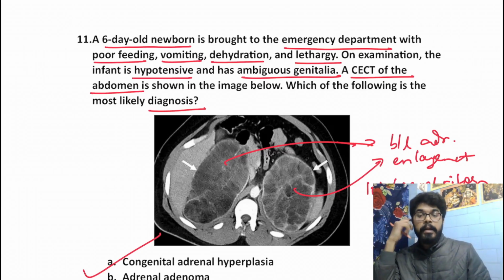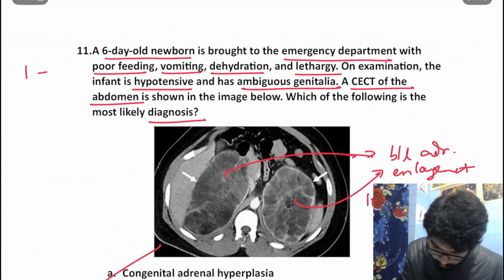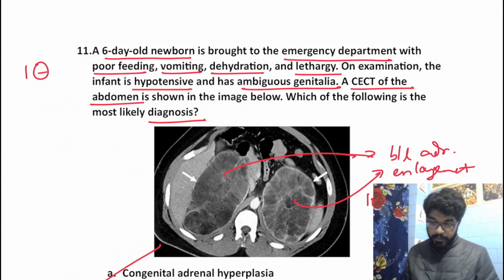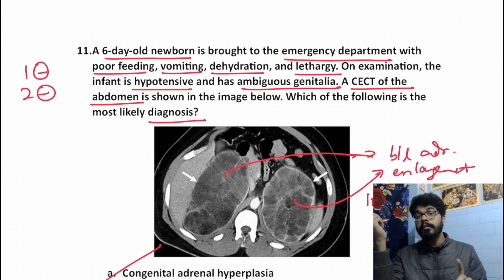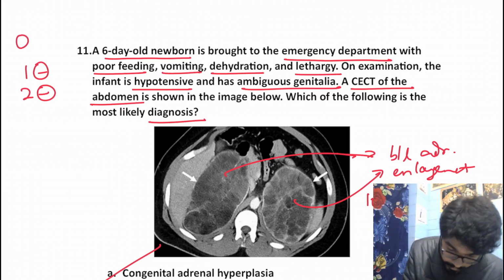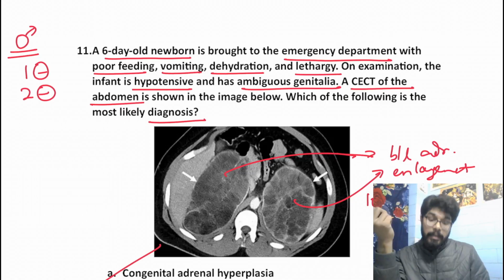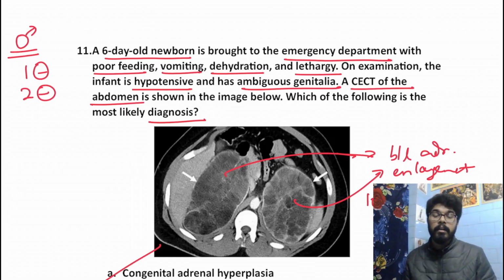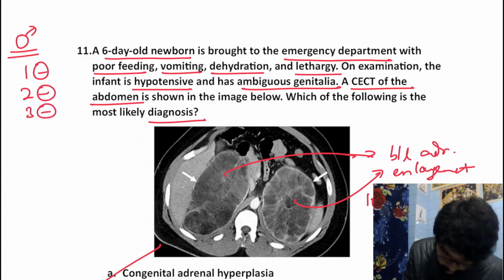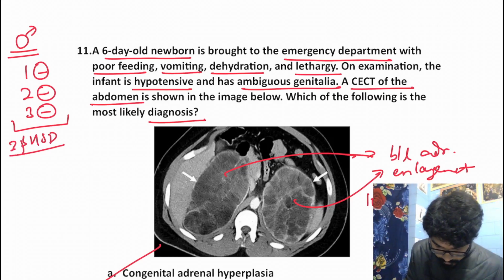Now, if we try to apply the mnemonic, the number sequence over here, we can very well appreciate 1 is absent because of the dehydrated state and hypotensive state. 2 is always absent, and we have ambiguous genitalia, but the sex is not mentioned. Now, let's consider both the cases. If he is a male with ambiguous genitalia, 1 and 2 absent, which means that there is low androgens as well. So 3 should also be deficient, right? In that condition, it would become 3-beta hydroxysteroid dehydrogenase deficiency.